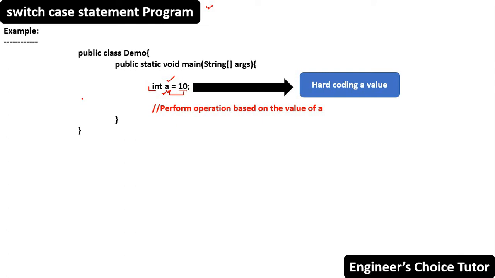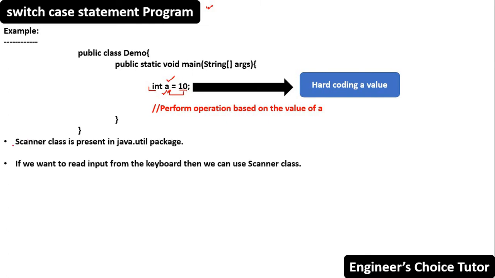See, we can use the Scanner class of the java.util package if we really want to read input from the keyboard. So the point here is this Scanner class is present in the java.util package. If we want to read input from the keyboard, then we can use the Scanner class. Make this thing clear. Fine. So you have to create an object of the Scanner class like this.